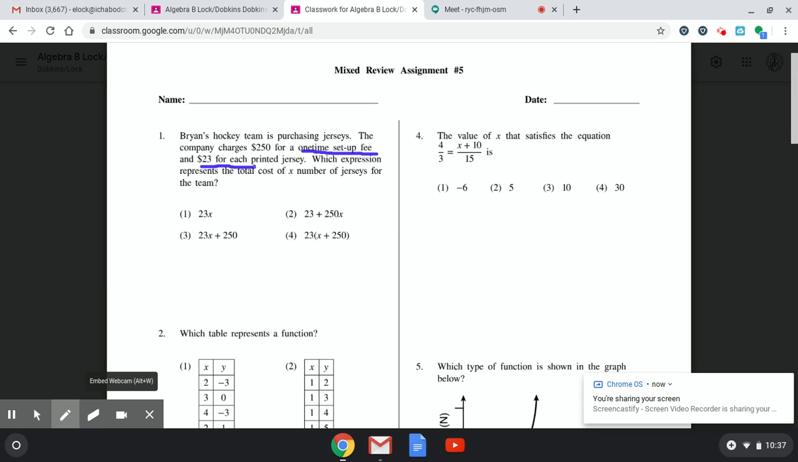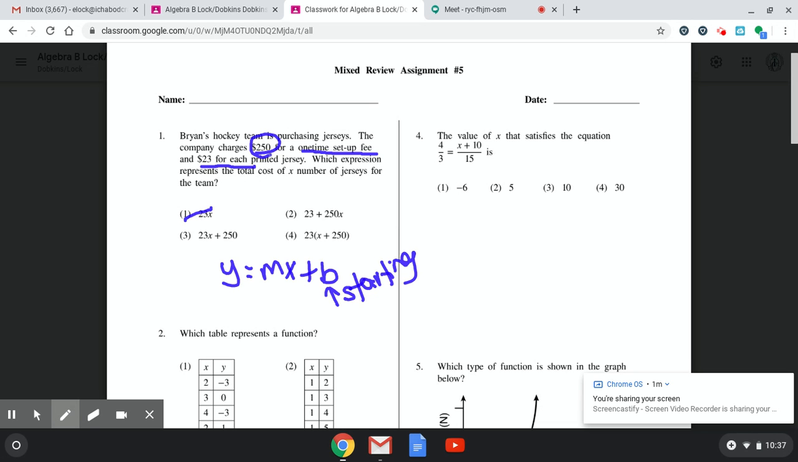So anyone want to eliminate one of these cases? Yep, because we have to take into account the $250. And here we should be thinking y equals mx plus b. Remember, b is always our starting amount. So our setup fee, that $250, is our startup amount.